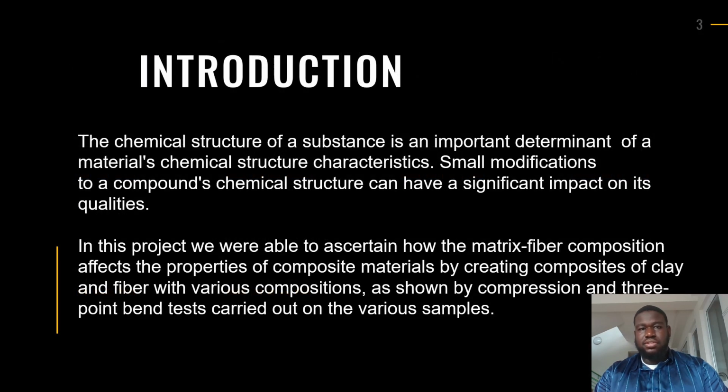A brief introduction. The chemical structure of a substance is an important determinant of a material's characteristics. Small modifications to a compound's chemical structure can have a significant impact on its qualities. In this project, we were able to ascertain how the matrix fiber composition affects the properties of composite materials by creating composites of clay and fiber with various compositions, as shown by compression and the 3-point bend test carried out on the various samples.